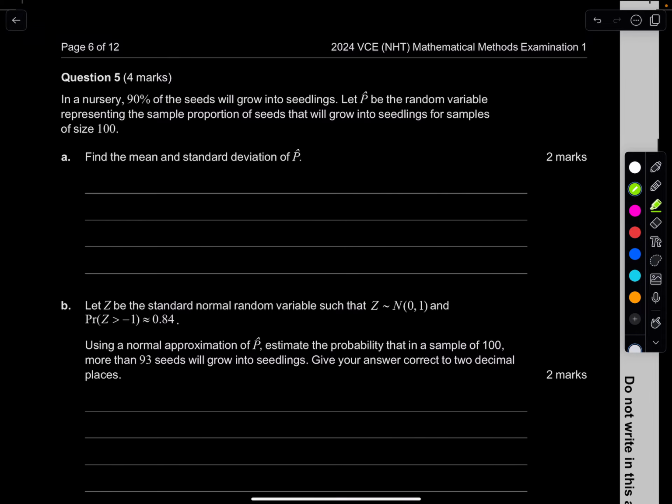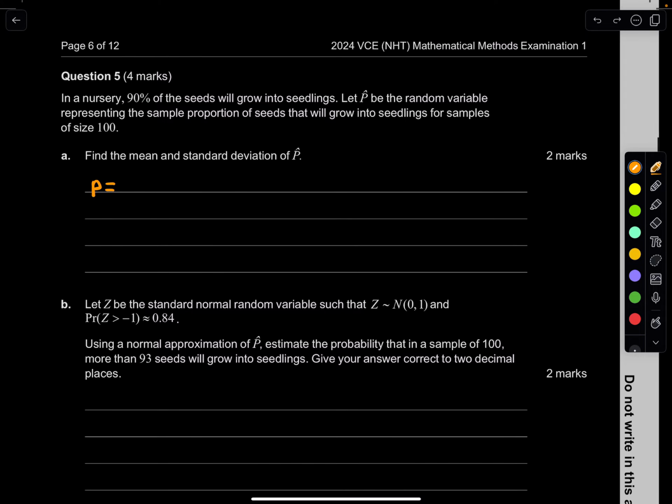Easy. So we know the probability of success. Let me write it here. The probability of success is 0.9, for the seeds to grow to seedlings. We know that the expected value for p hat from your formula sheet is just equal to the probability of success, which in this case is just 0.9. So what does that tell us? That the expected value of p hat is equal to 0.9. That is that one.